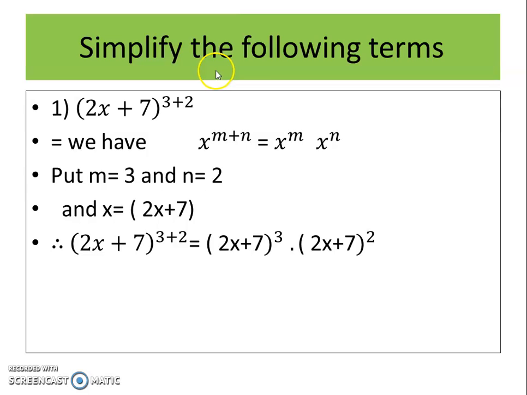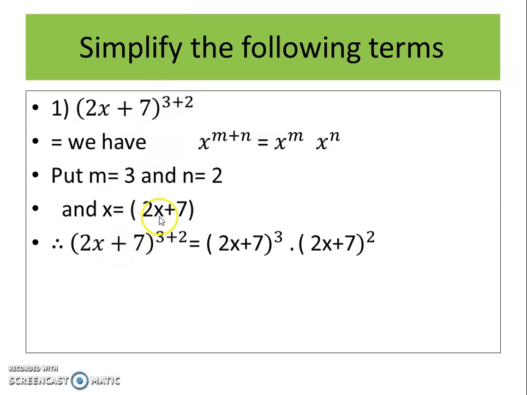We take an example based on the same law of indices. If the base is the same but the indices have positive values, that is the addition of two indices, then the exponent in the form of x raised to m plus n is equal to x raised to m into x raised to n. I put m is equal to 3 and n is equal to 2. So what do you put instead of x? The whole term 2x plus 7.